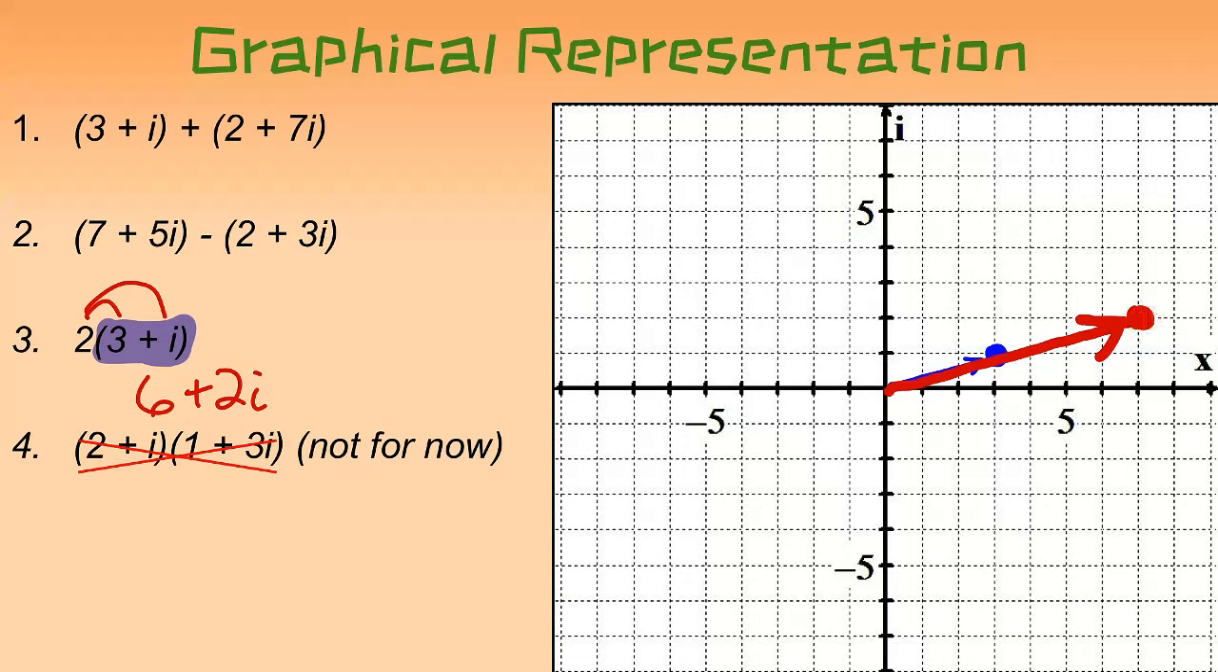Now, when we multiply like this down here, it turns into a rotation. And it's rotating around. It's pretty cool, but we're not going to do that today. Questions on the multiplication? Multiplying a complex number by a constant.